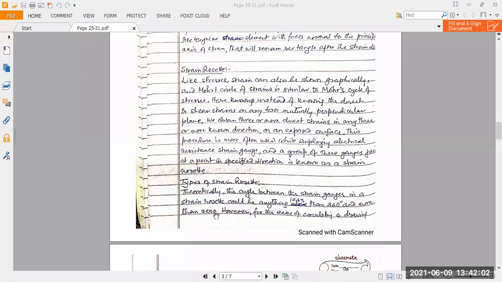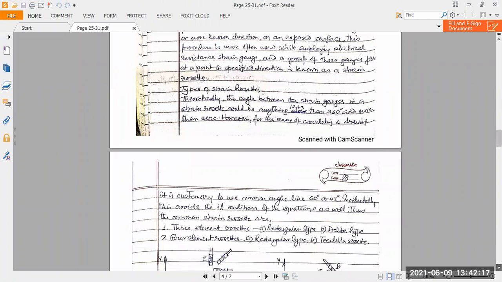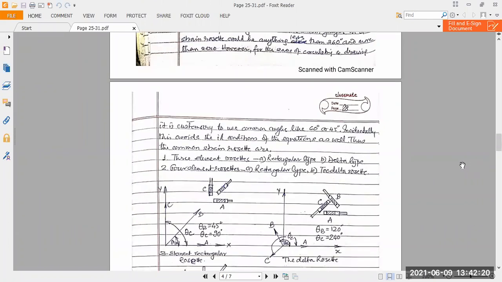We have to expose it on an exposed surface, and we can set this type of strain gauges accordingly. But for the ease of calculating and drawing, it is customary to use a certain common angle. You can use any angle, but it is the practice to use a common angle, like 60 degrees, 45 degrees, or 30 degrees. Incidentally, this avoids additional complications in the equations as well. The most common strain rosettes use three strain gauges.